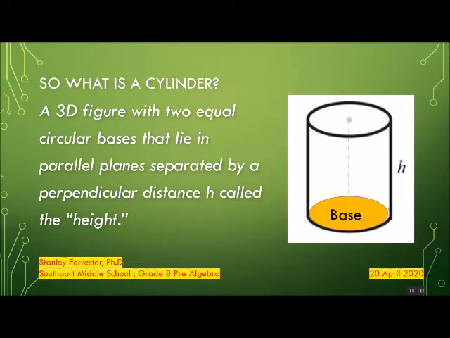Okay, so this is a cylinder. It's a 3D figure with 2 equal circular bases that lie in parallel planes separated by a perpendicular distance h called the height. Go over that again. Read that back to yourself. Pause it if you have to. We have a circular base on top and bottom, and we have a height, the separation between them. Make sure you understand that, and we can go on to a much simpler model.